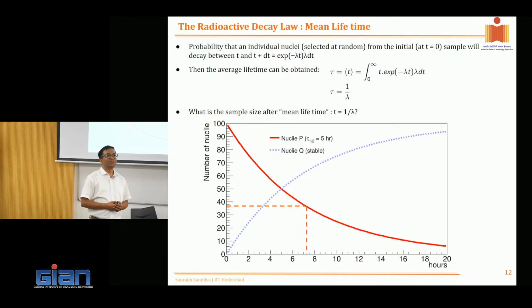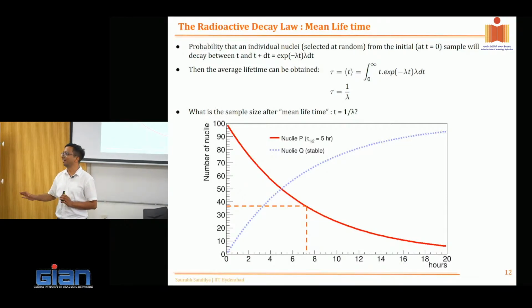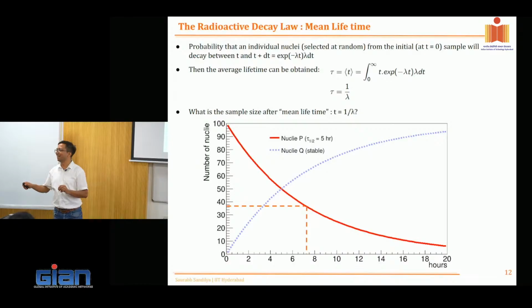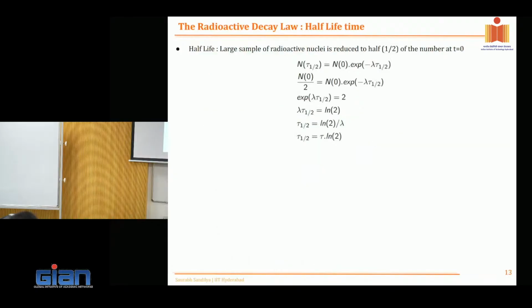I will put it in a different way. I will ask at what time my sample size reduces to N by 2, because I can count my sample size very easily through activity. Now both will be easily measurable. You can measure time very easily. So tell me at what time the sample size is reduced to half, and it happens to be very easy. Again, plug into the formula.